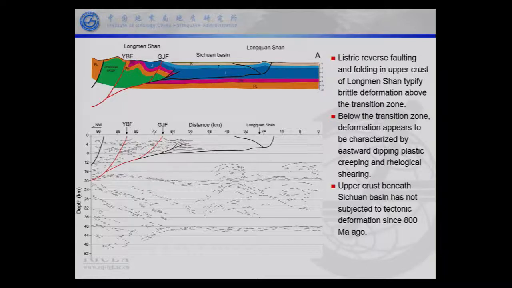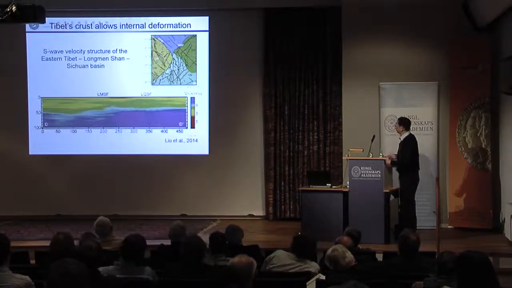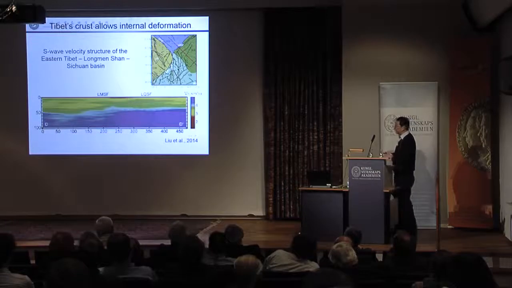So we think the listric reverse faulting and folding in the upper crust of Longmen Shan typify the brittle deformation above the brittle and ductile transition zone at a depth of about 20 kilometers. And below the transition zone, deformation appears to be characterized by eastward or southeastward dipping plastic creeping or rheological shearing. And the crust beneath the Sichuan Basin has not been subject to tectonic deformation since 800 million years ago. And we think the lithosphere, or at least the crust of eastern Tibet, allows internal deformation.